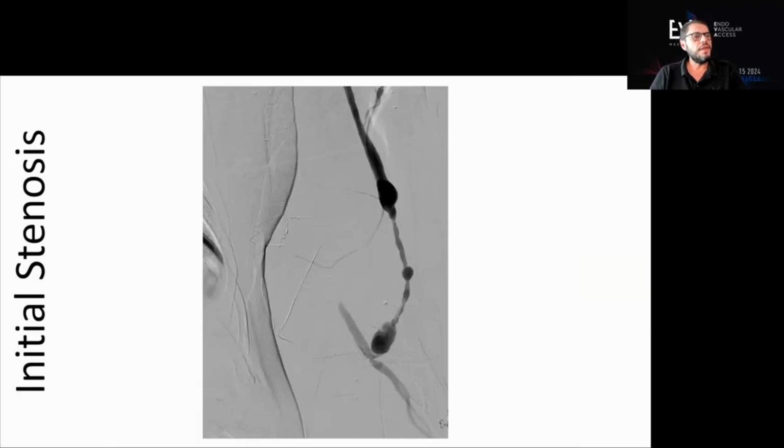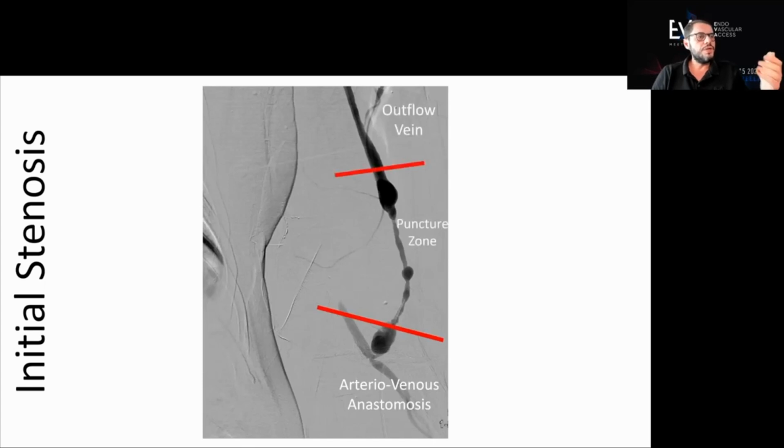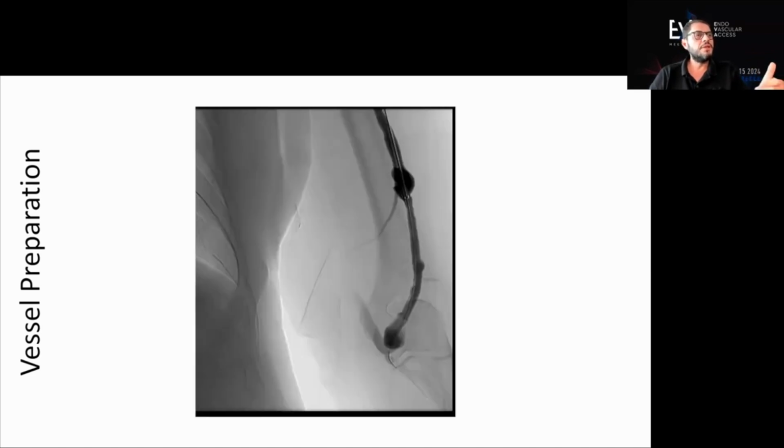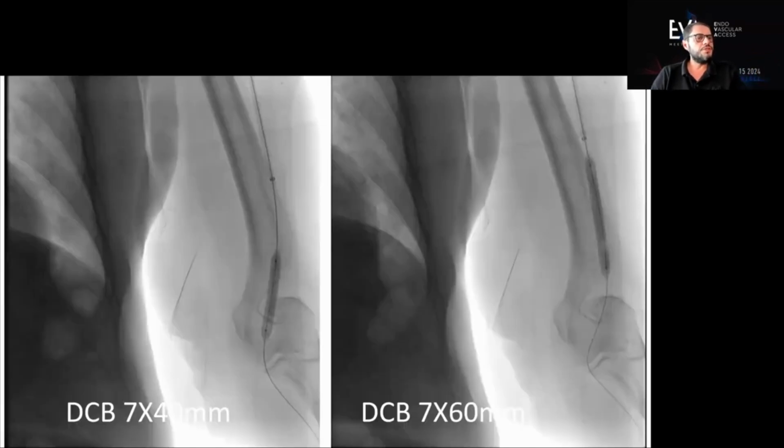Another important thing is that in this case, you have a stenosis at the cannulation zone, which we treated with a high pressure balloon 7/80. So we had to use a longer drug-coated balloon, which was not available at our department at that time. So what we did is we used two drug-coated balloons, a 7/40 and a 7/60.